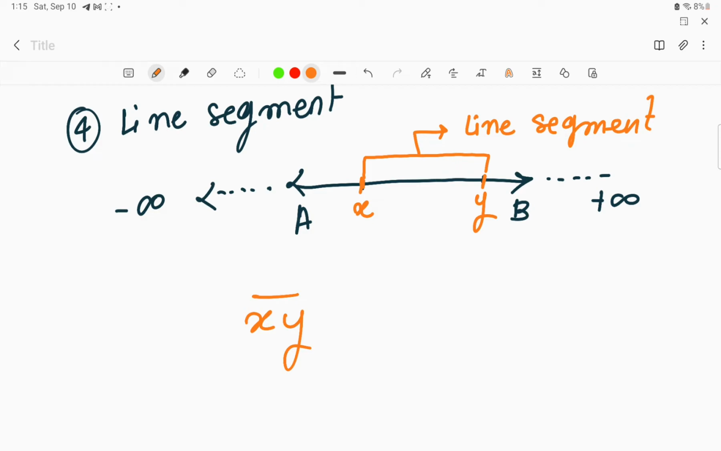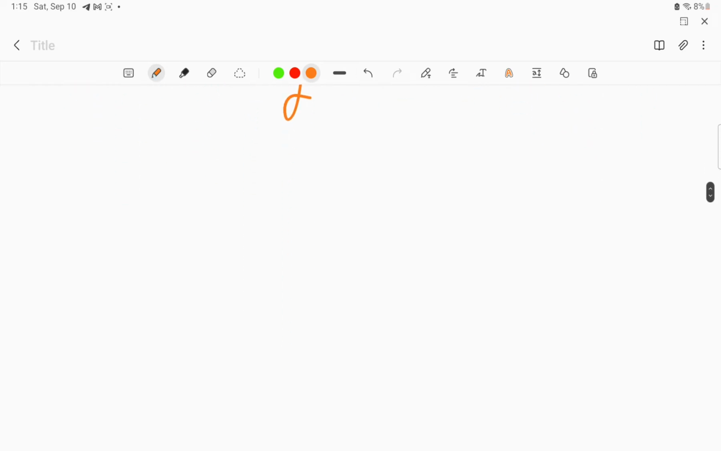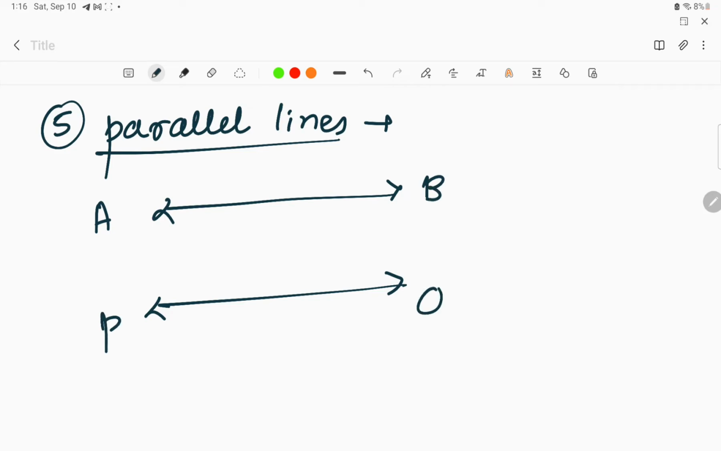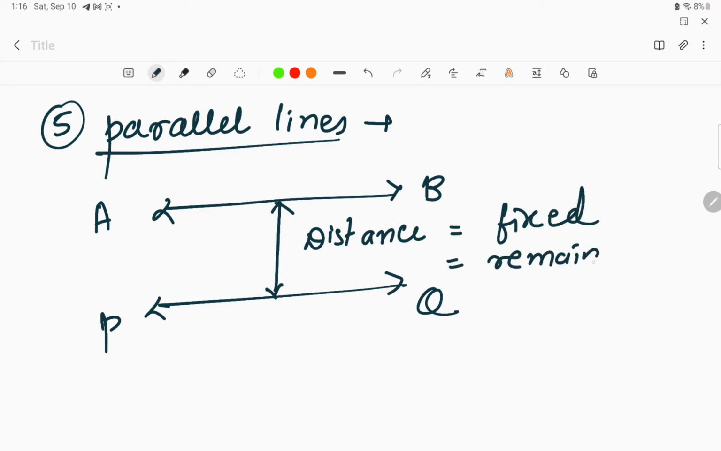Now moving to the very next term, that is parallel lines. What are parallel lines? This will be the fifth term. Consider these two particular lines, AB and PQ. These are the two lines. They have a certain or fixed distance between them. The distance between them is fixed and it remains the same. Such lines, in which the distance between the two lines remains the same and they never intersect, are called parallel lines.